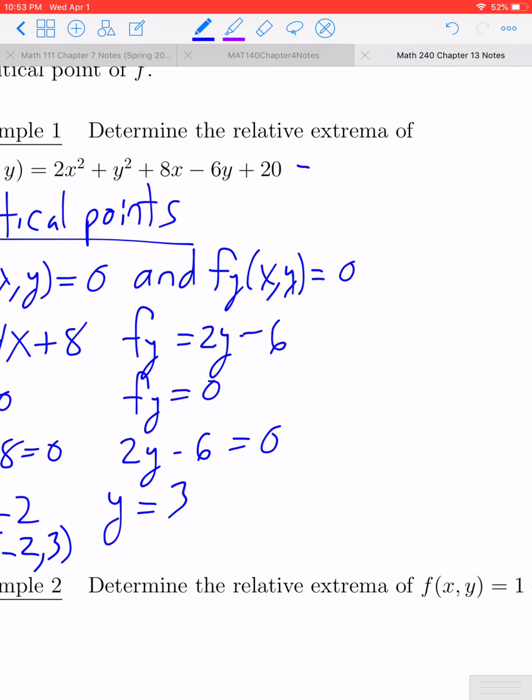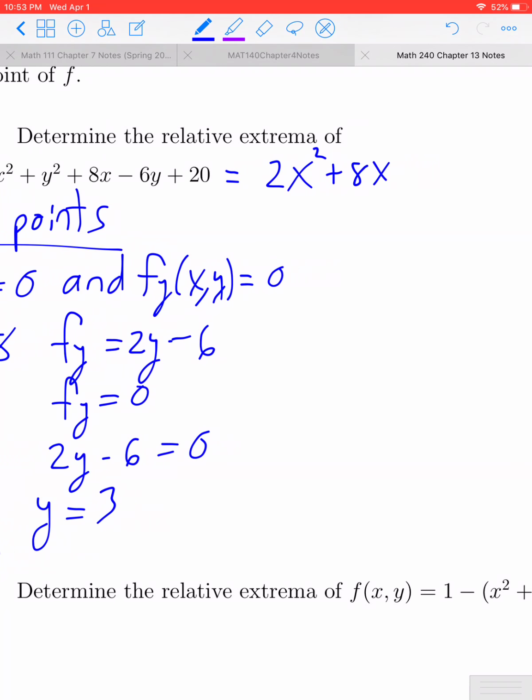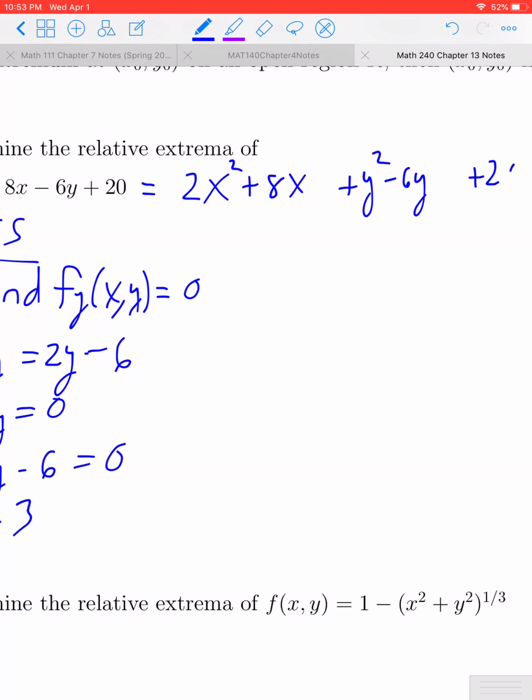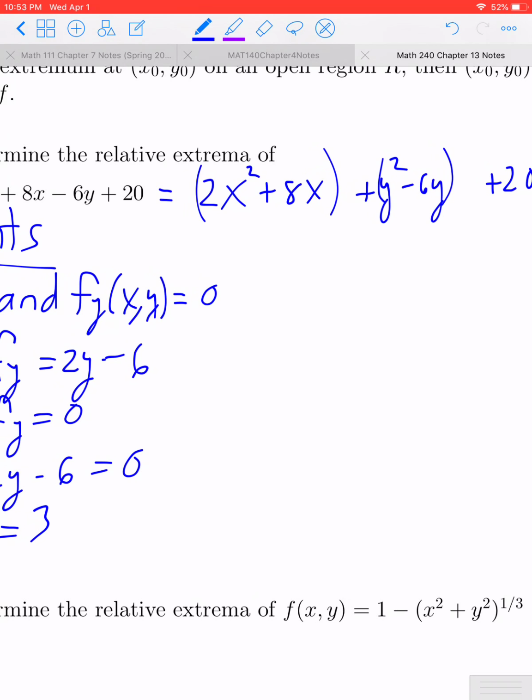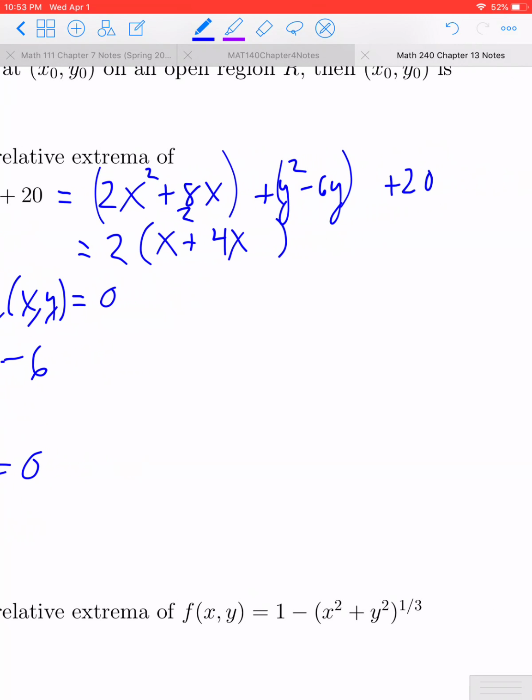So let me just rewrite this function. I'm going to get all of my x terms together. Going to get all of my y terms together. And I'm just going to leave this plus 20 over here. Whenever we complete the square, we would prefer to have the leading coefficient be a 1. So I'm going to factor that 2 out of the first parenthesis, so that the x squared has a leading coefficient of 1.